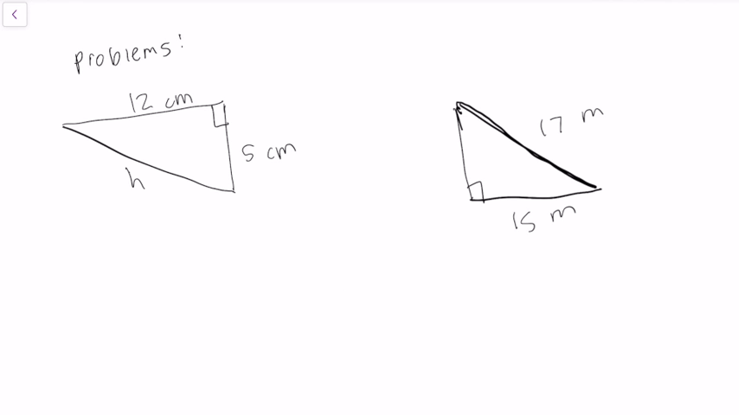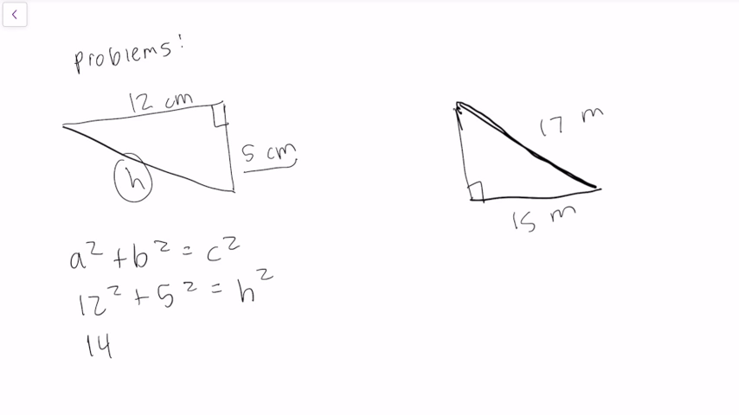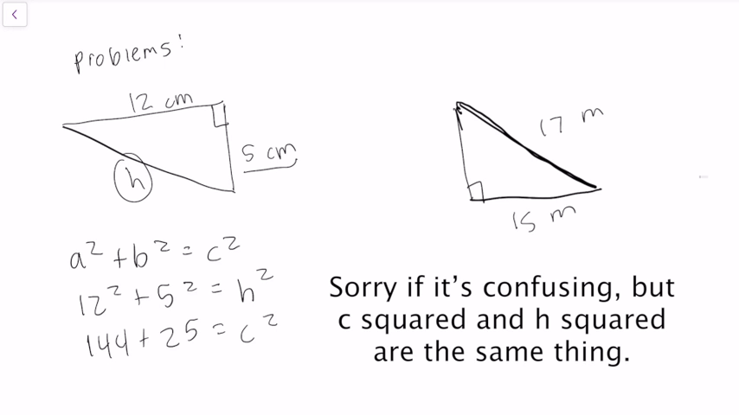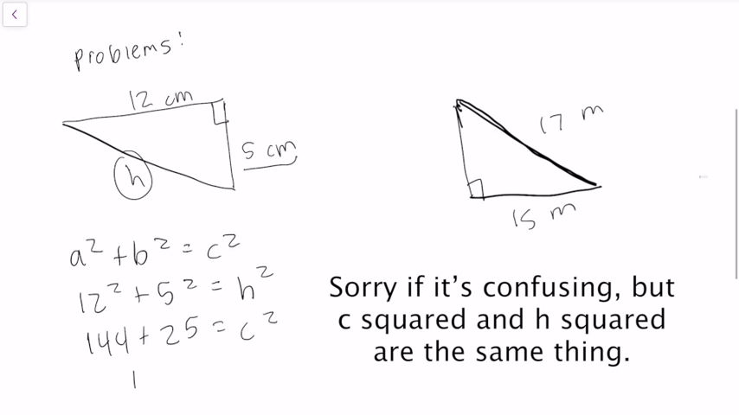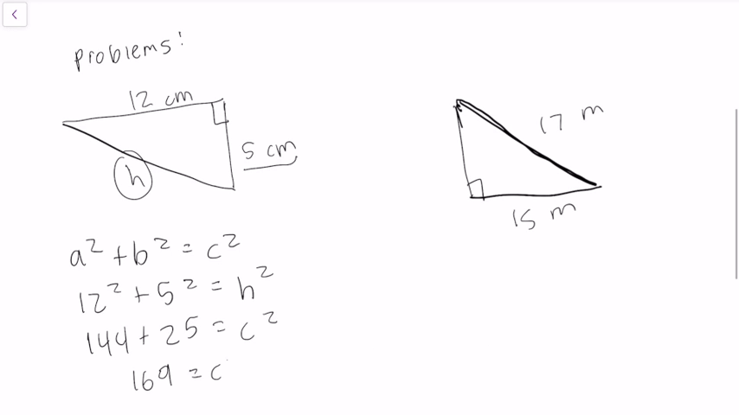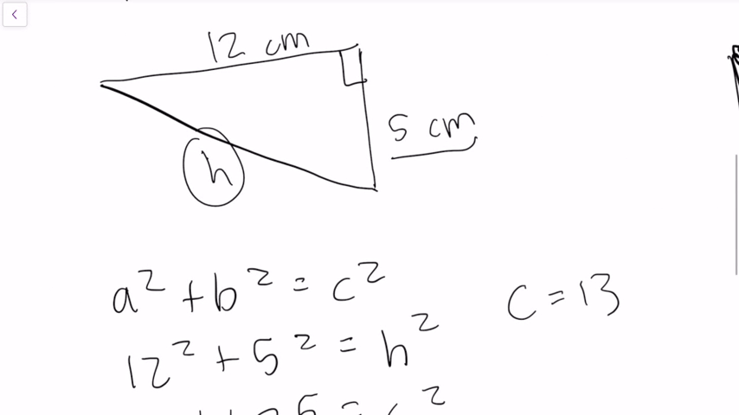So this problem is one side is 12 centimeters, one side is 5 centimeters, and we have to find this side, the hypotenuse. A squared plus b squared equals c squared. So that means 12 squared plus 5 squared is the hypotenuse, or c, squared. 12 squared is 144, 5 squared is 25, and we add them up to get c squared. 144 plus 25 is 169, so we get 169 equals c squared. To find out c, we have to take the square root of 169, which is 13. So that means we found out this side is 13.